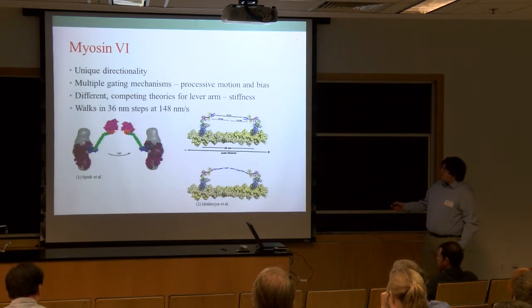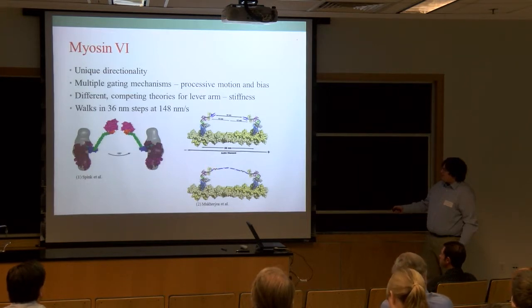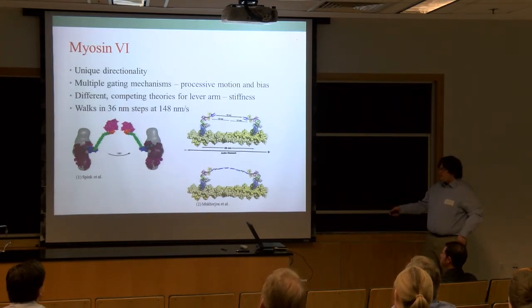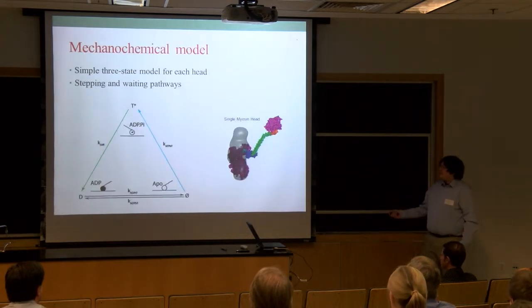So there's two different competing theories that have to do with the stiffness. There's this theory, which says this little blue area right here unfolds into these really, really floppy blue areas. And then there's this theory, which says that little blue area, which is analogous to that blue area, doesn't unfold. It's much stiffer, and you get this green area, which would be up here, using to extend its arms. They both give a 36 nanometer step size, which is the pseudo-repeat of actin, and they both walk at about 148 nanometers per second. So we built this model.